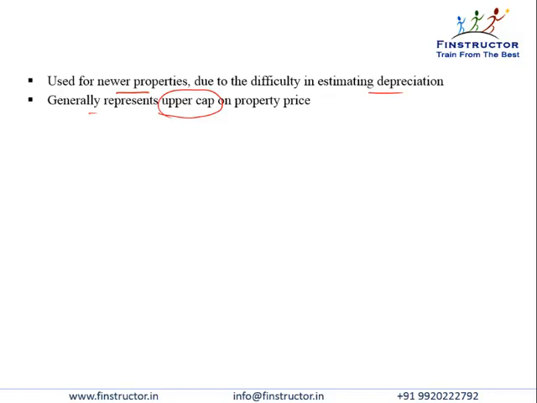The earlier approach we studied gave a multiple to the income. That was the income approach. Normally the income approach method would be slightly lower or slightly higher depending on whether the income is low or high from that property.